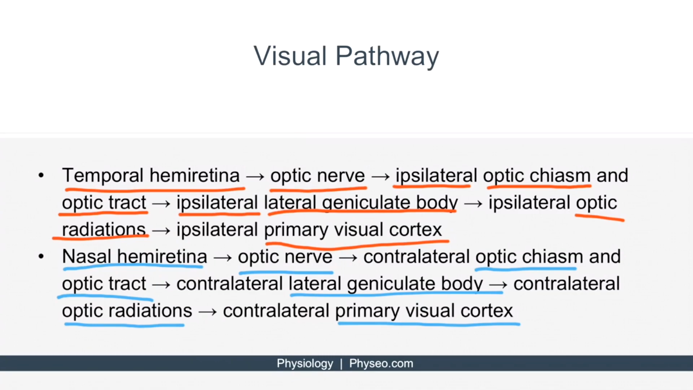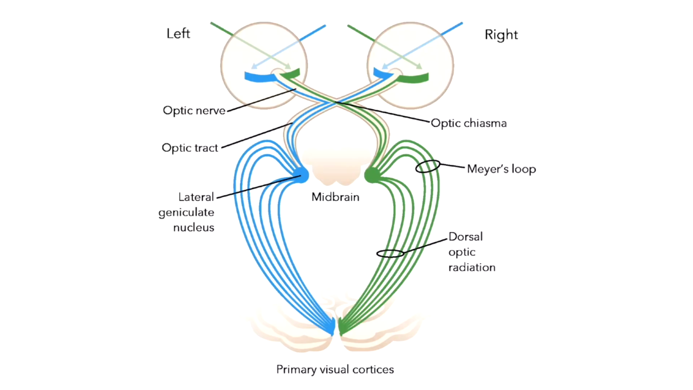So let's draw this out. Here is figure 8.39 from your text showing the visual pathway. As you can see, we're looking at the left side, and if you look at the left temporal hemiretina, so this half of the retina, we'll follow that through the optic nerve, and then it'll go to the optic chiasm, and then it'll stay ipsilateral until it gets to the lateral geniculate body, and then it'll go through the optic radiations. We'll have the Meyer's loop, as we've labeled on this side, and the dorsal optic radiation right here, until it finally reaches the primary visual cortex.